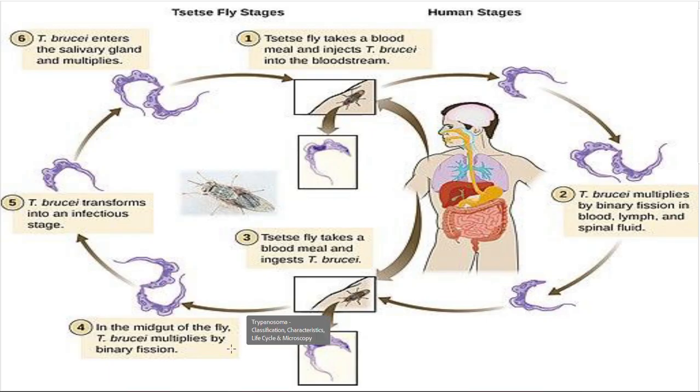Then, in the midgut of the fly, Trypanosoma brucei multiplies by binary fission. Then, Trypanosoma brucei transforms into an infectious stage, enters the salivary gland and multiplies, and again it infects the human. In this way, the life cycle goes on.